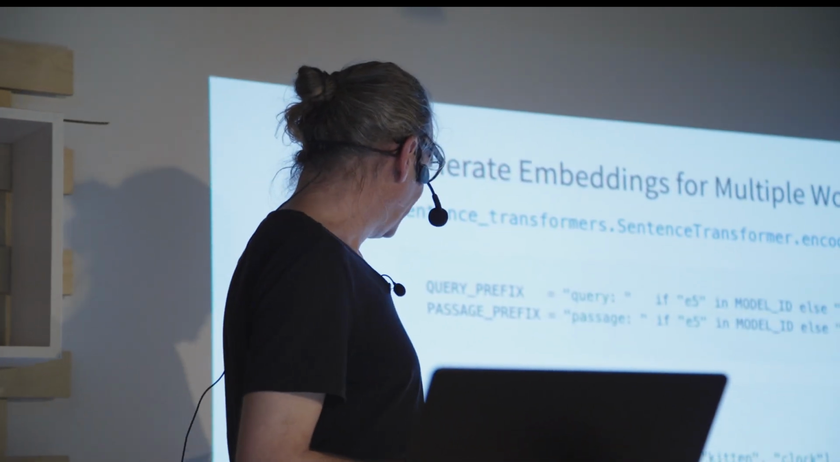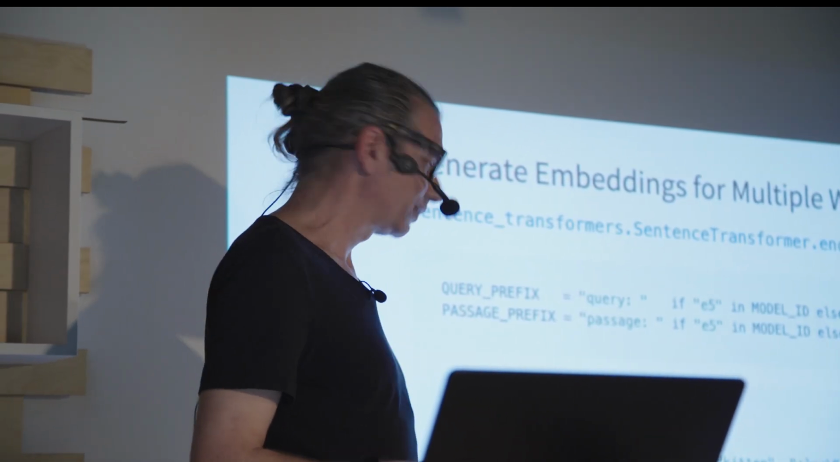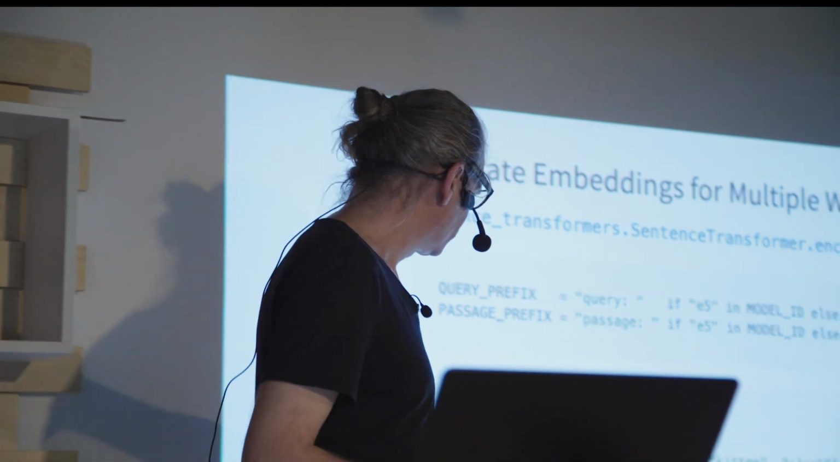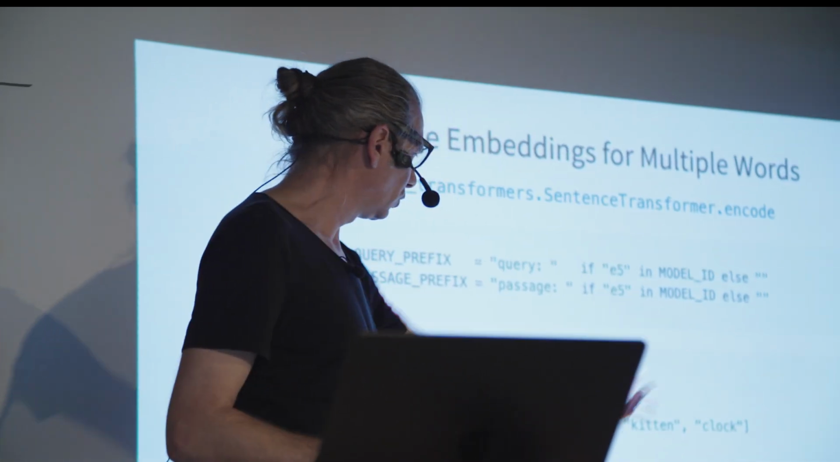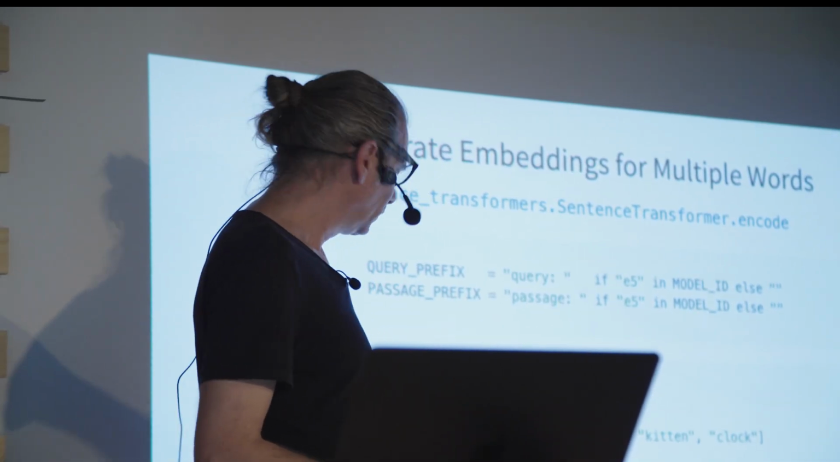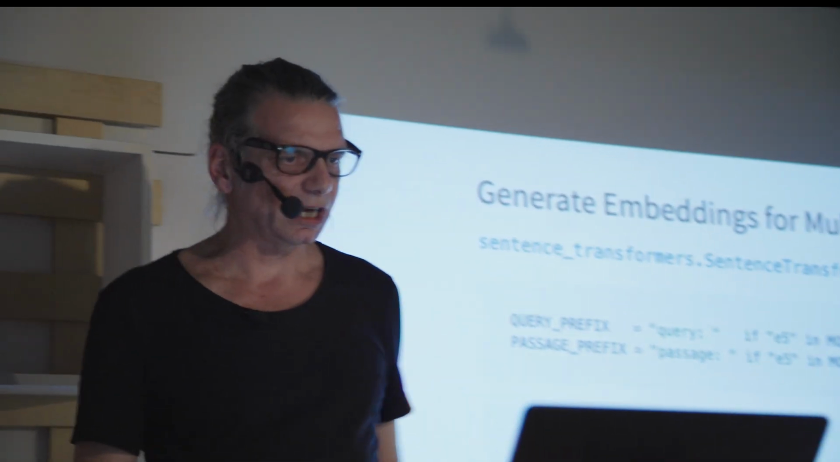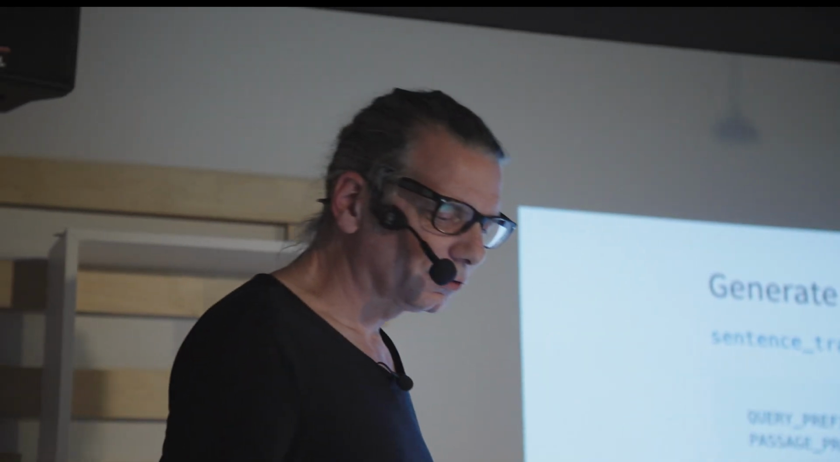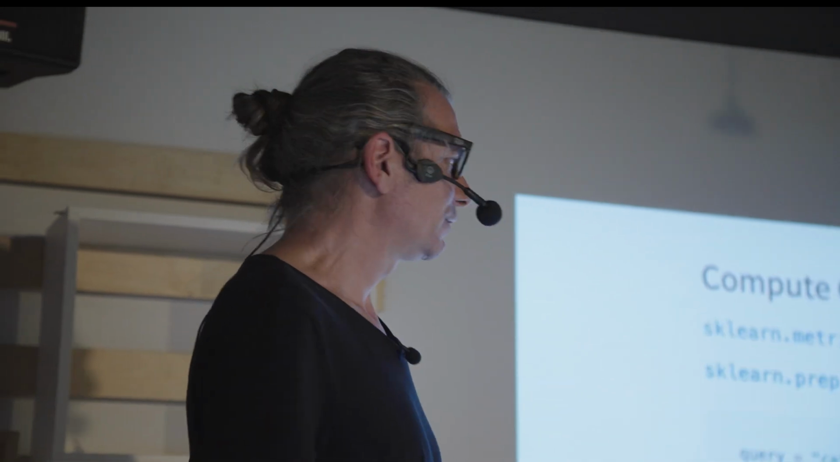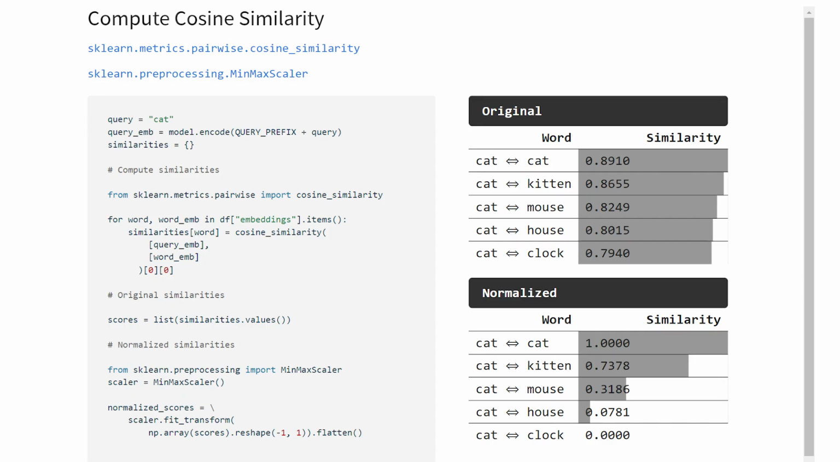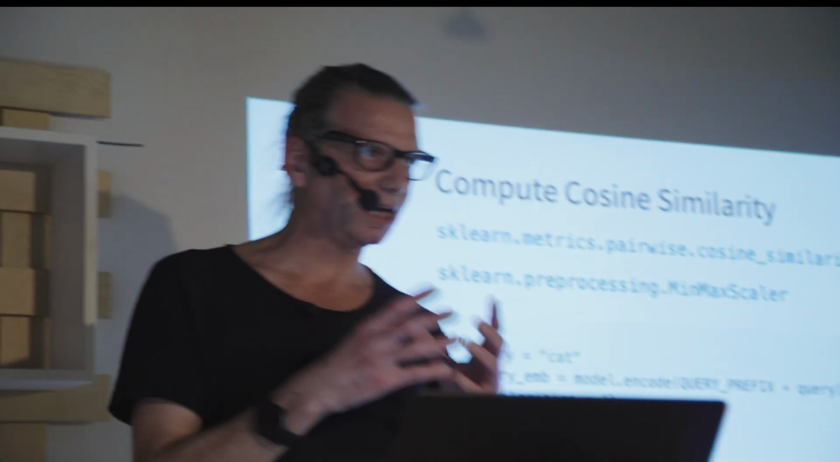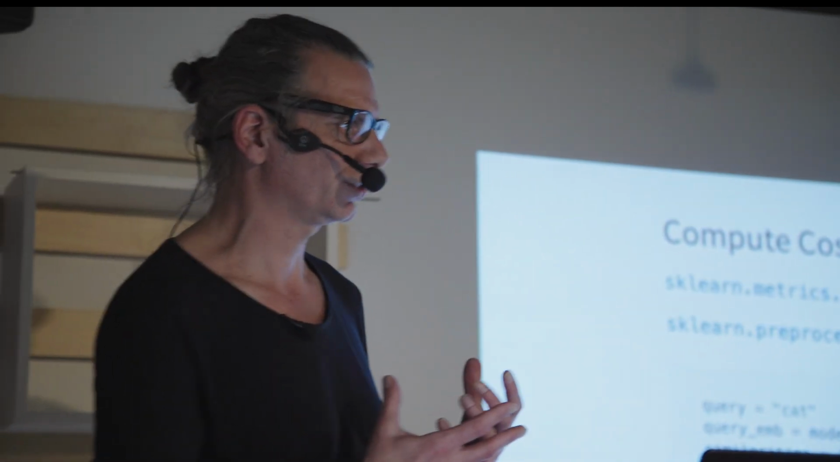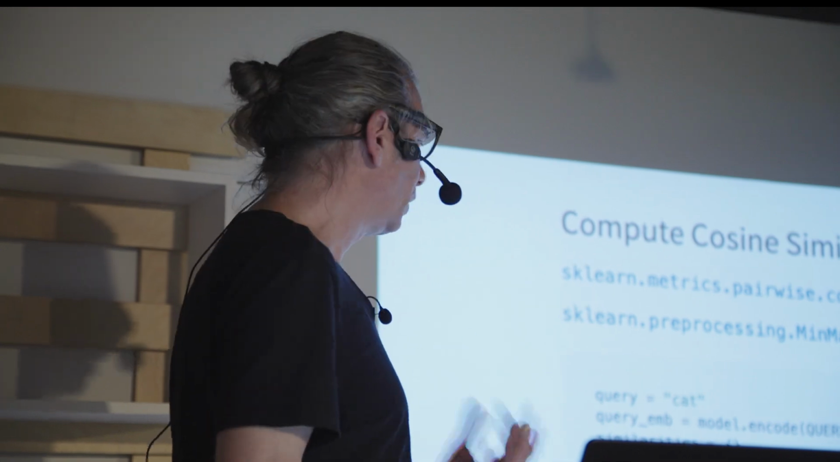We have 5 words: cat, mouse, house, kitten, and clock. We just run encode on all of them with the passage prefix, and we stick them into a pandas data frame. Sorry, so it looks like this. Not terribly useful, right? So what if we try to compute the cosine similarity between these numbers? Now we have the numerical representation, not words in any way.